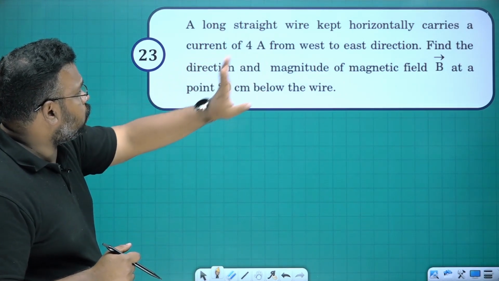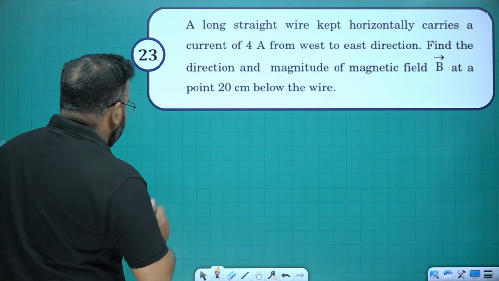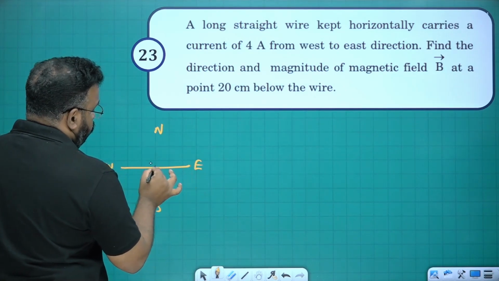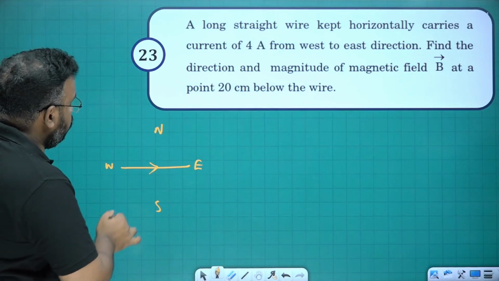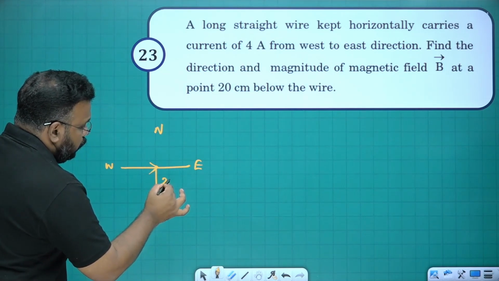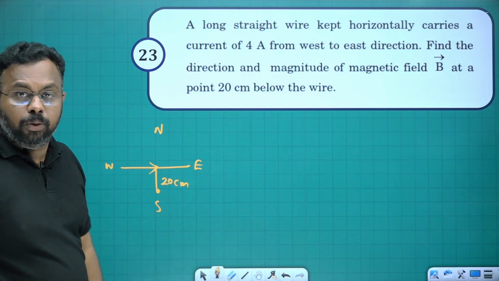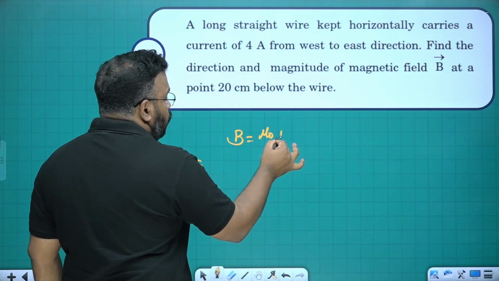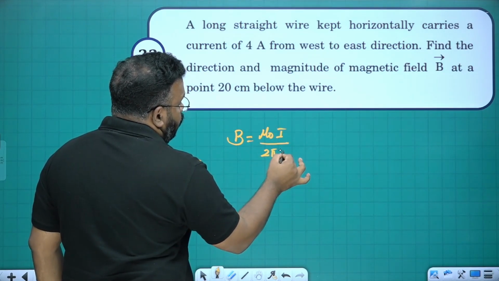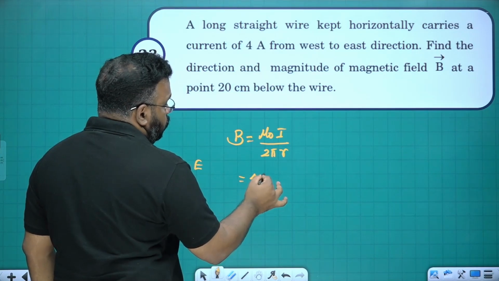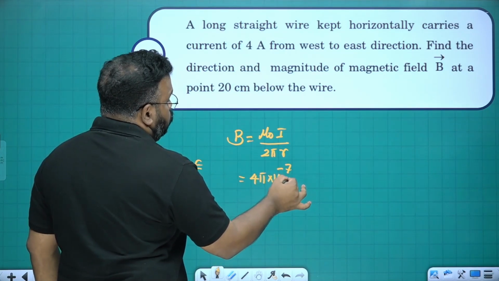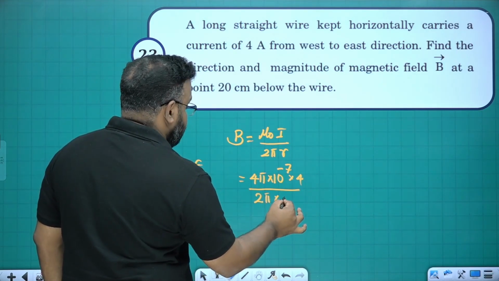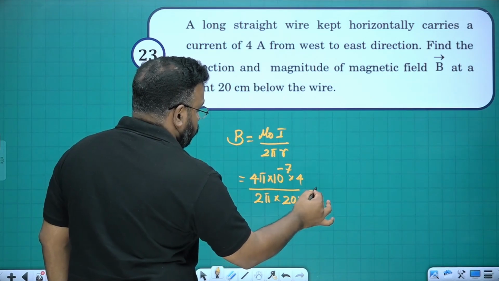A long straight wire is kept horizontally and carries current from west to east. So north, south, west, east, carries a current of I, at a point 20 centimeter below. So first let us find the magnitude. What is the formula for magnetic field due to a straight conductor? Mu naught I by 2 pi R. So we'll substitute 4 pi into 10 power minus 7 into the current, 4 ampere, divided by 2 pi into 20 centimeter. So 20 into 10 power minus 2 we'll get.